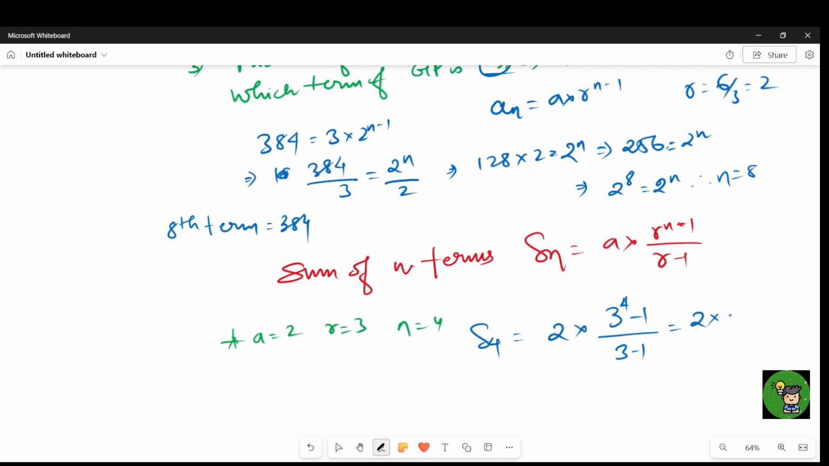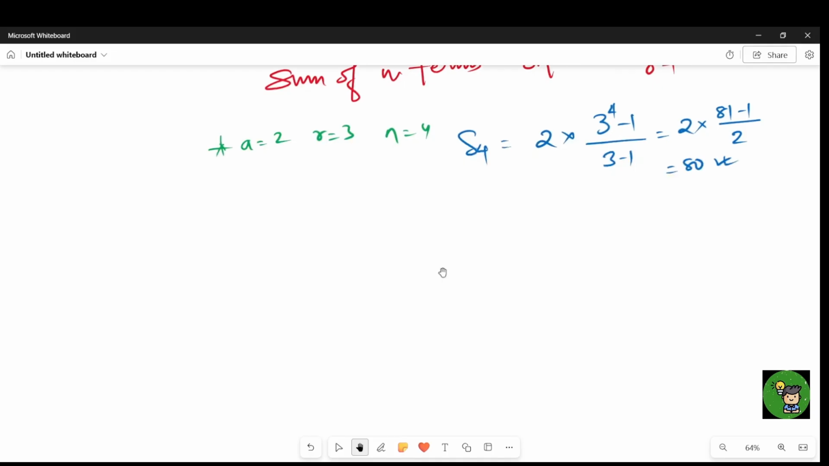2 into 3 power 4. 3 3s are 9, 9 3s are 27, 81, minus 1, by 2. You got 80. Then save this formula. Okay. Now I'll share with you competency-based questions.